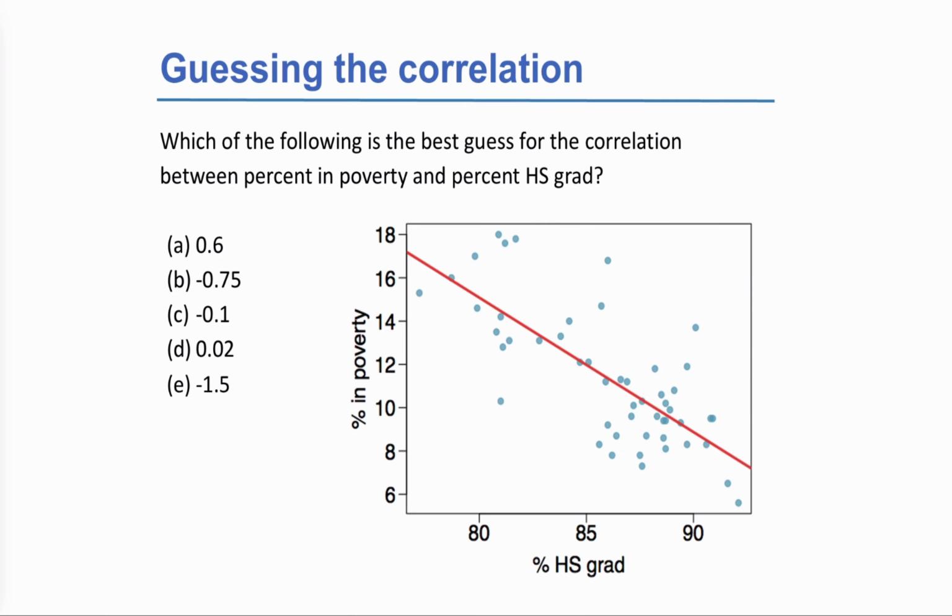So, guess the correlation. Which of the following is the best guess for the correlation between the percent in poverty and percent high school graduation? So, we know that it's a negative correlation, right? Because the slope of our line of best fit is negative. So, we could eliminate all of the positive values here. Our correlation can't be less than -1, so we can eliminate E as well. And this is, we said, moderately strong correlation, so we would pick B. C would be a very weak correlation. We would not see much of a line there.